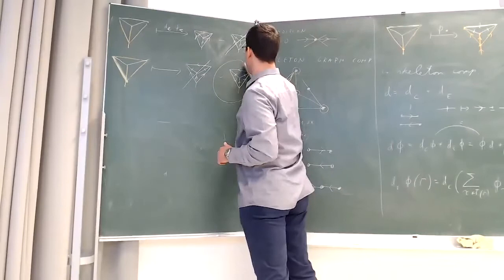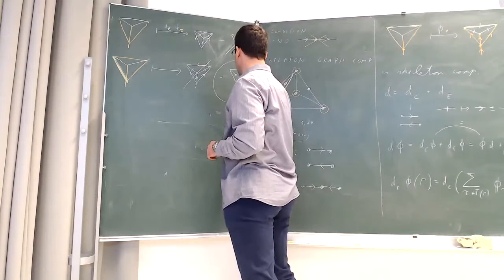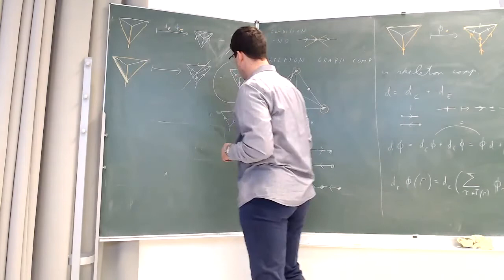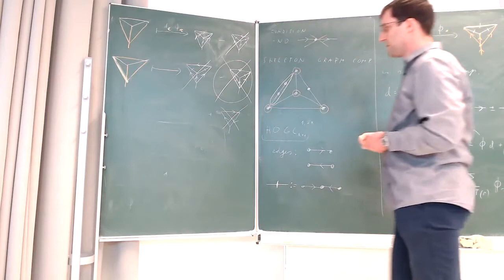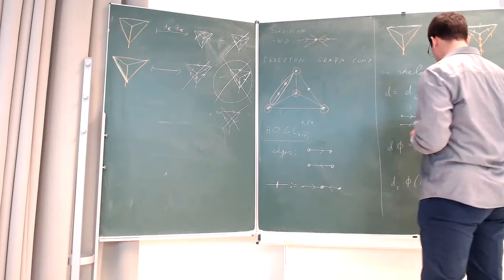plus the opposite. But you see, I have oriented cycle here, so both of them are actually not allowed in my oriented graph. Therefore, I get zero. So this here, zero, therefore everything.